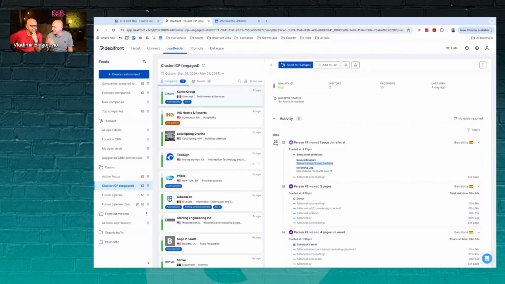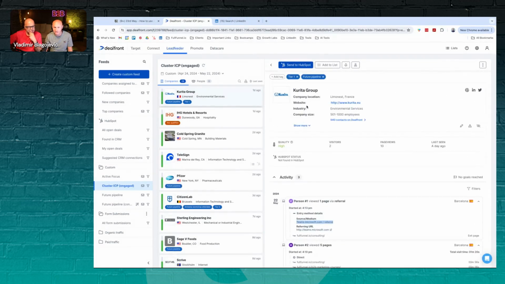Dark social in action. So basically, that's a good sign. Not so dark anymore, thanks to Dealfront, right? Into light social, let's put it like this. Okay, so our page, Full Funnel Consulting, was shared across buying committee members, and that means that there is a certain level, right? So we need to prioritize that account.